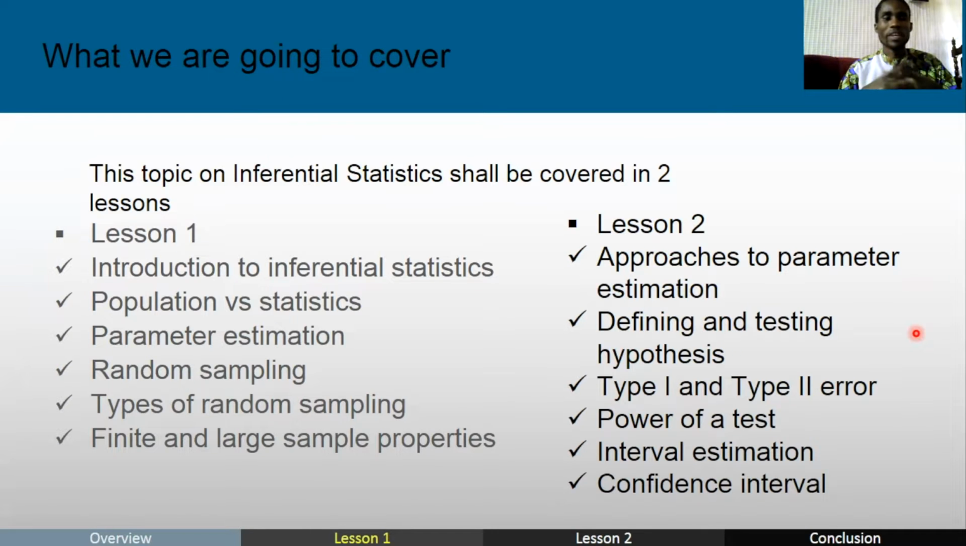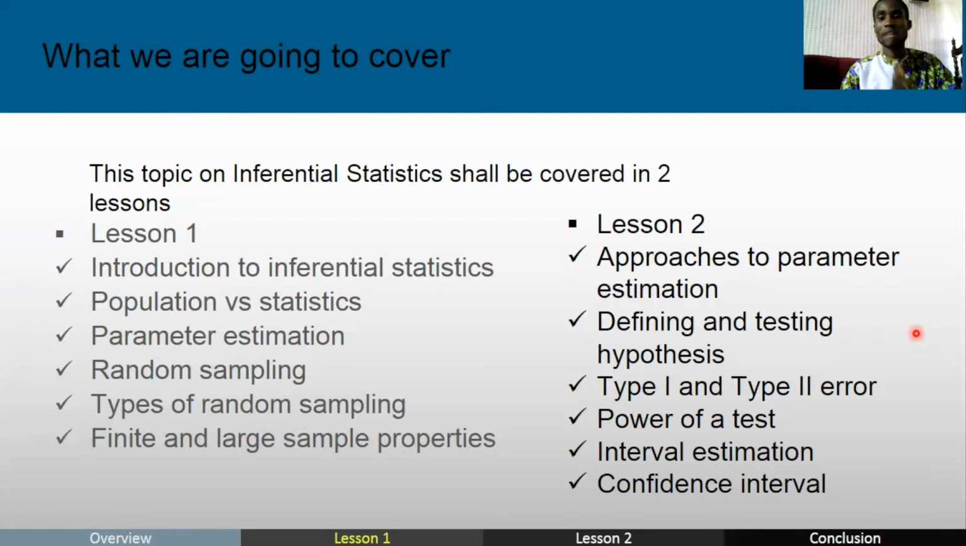In the first area, we're going to discuss the introduction to inferential statistics, where we should be able to know what is inferential statistics, or what is inference, for example. Then we shall also show the differences between population and statistic. So what is a population and what is a statistic? Then parameter estimation. At the end of the class, you should know what a parameter is, and how you can estimate it. We shall also discuss random sampling, the various types of random sampling, and finite and large sample properties.